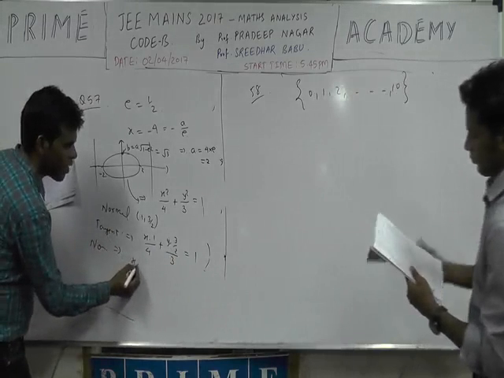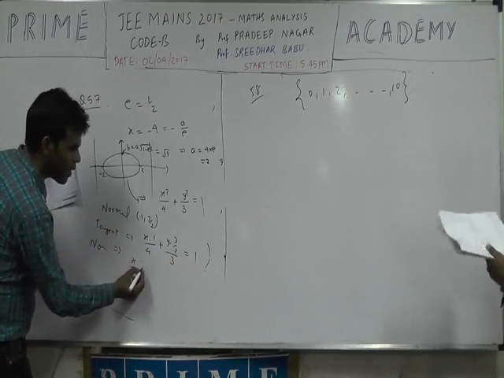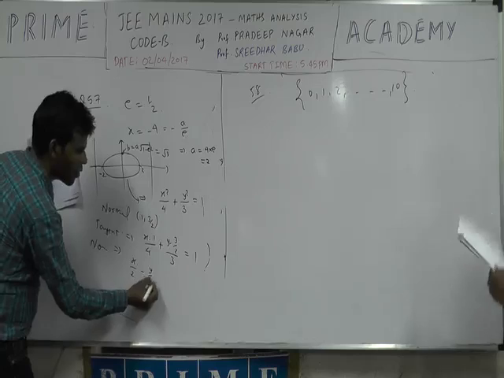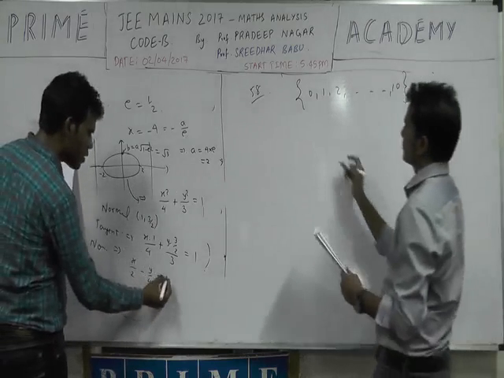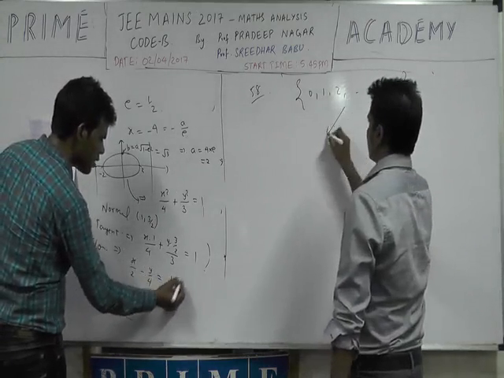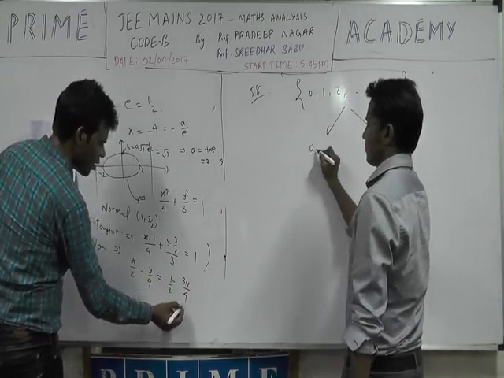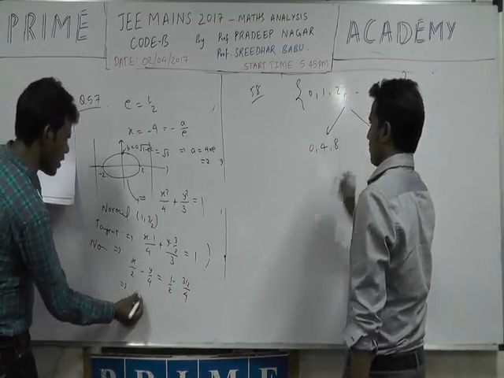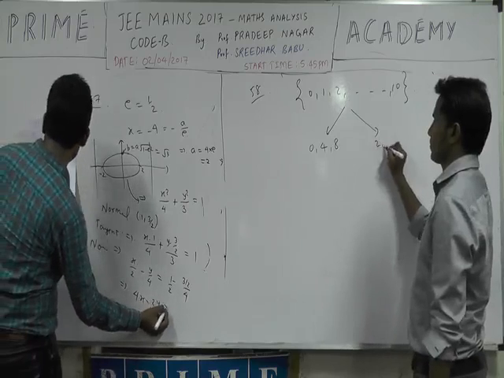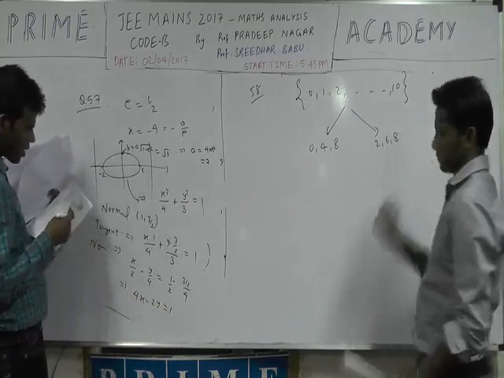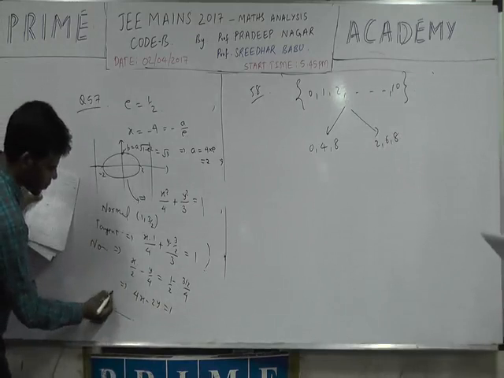It should be x into 1/2 minus y/4. Since this normal is passing through (1, -3/2), the normal should be this one. After simplifying this, you will get 4x minus 2y equal to 1. Hence you will get the answer as option C.